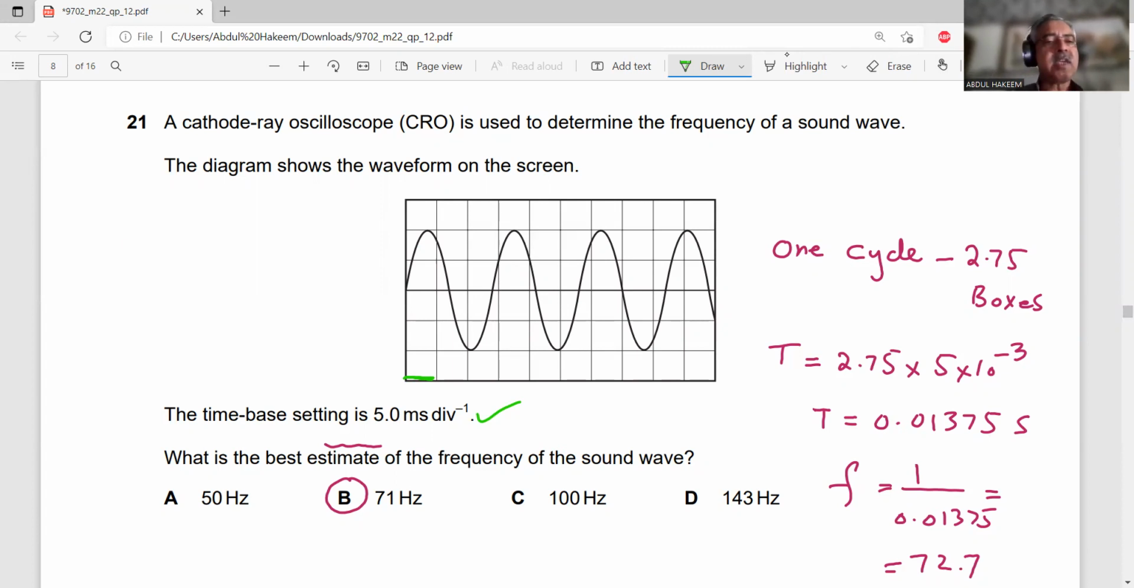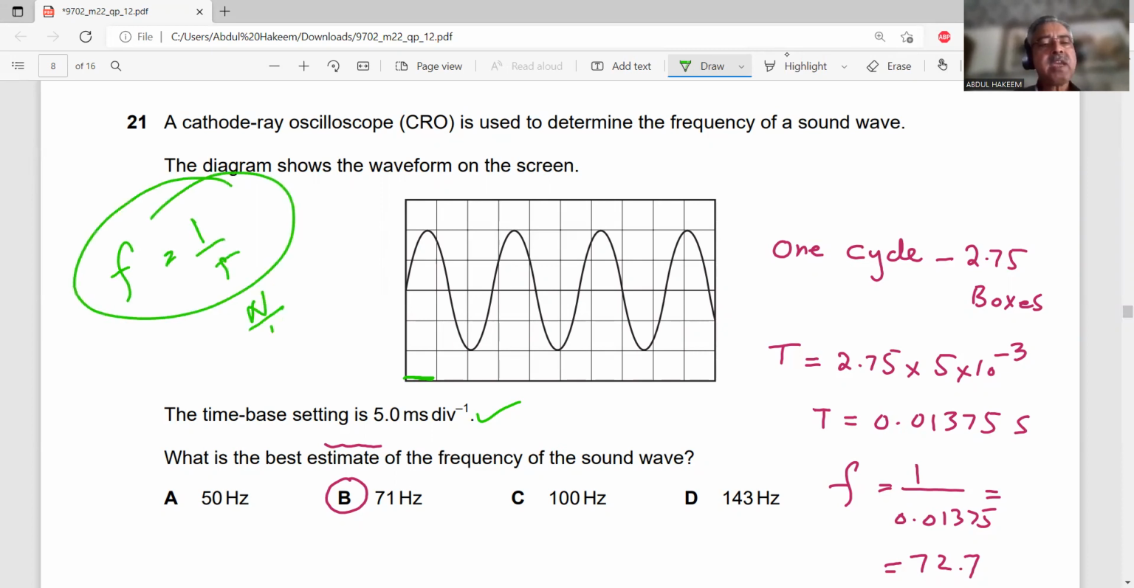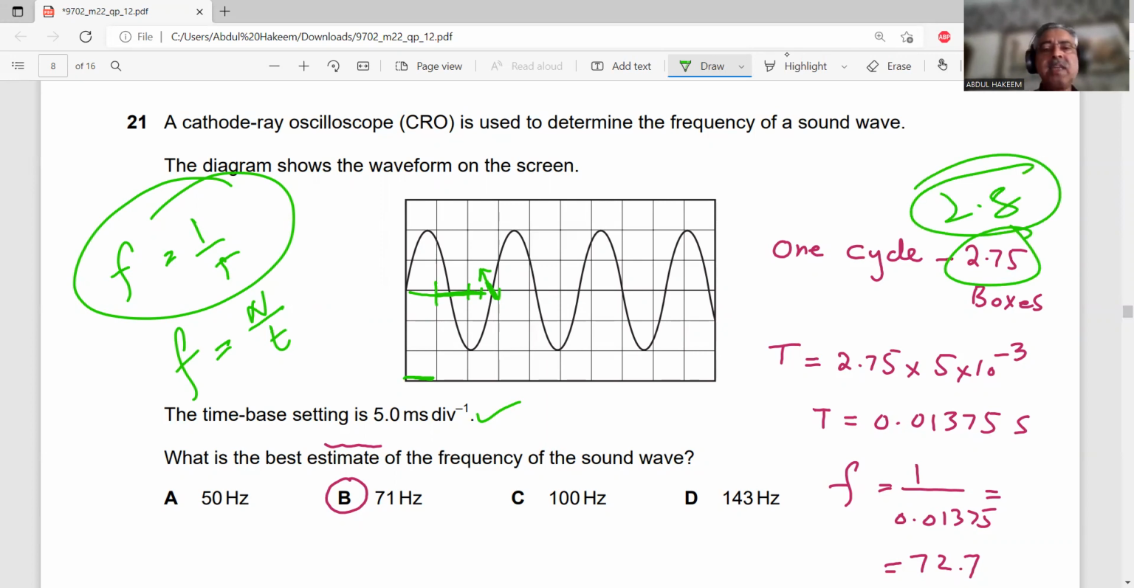First, the frequency is equal to 1 over the time period, or the number of waves divided by the total time taken. For the time period, we count the number of boxes for one complete wave. One complete wave is this. So this is approximately the number of boxes: 1, 2, 2.5, and the middle of this is either 2.75 or 2.8. So 2.8 horizontal boxes are covered by one wave, and one box represents 5 milliseconds.